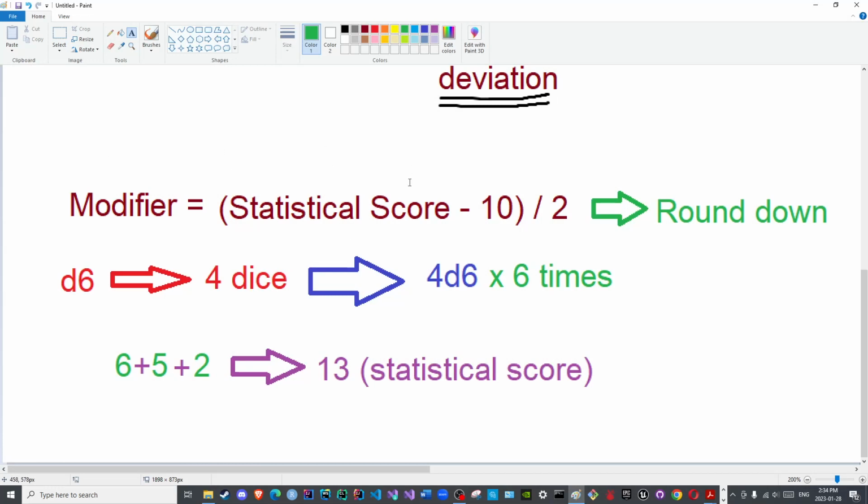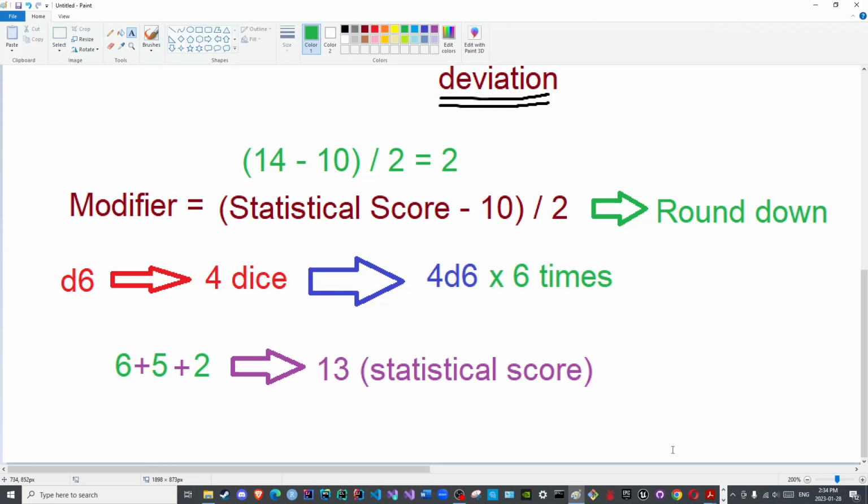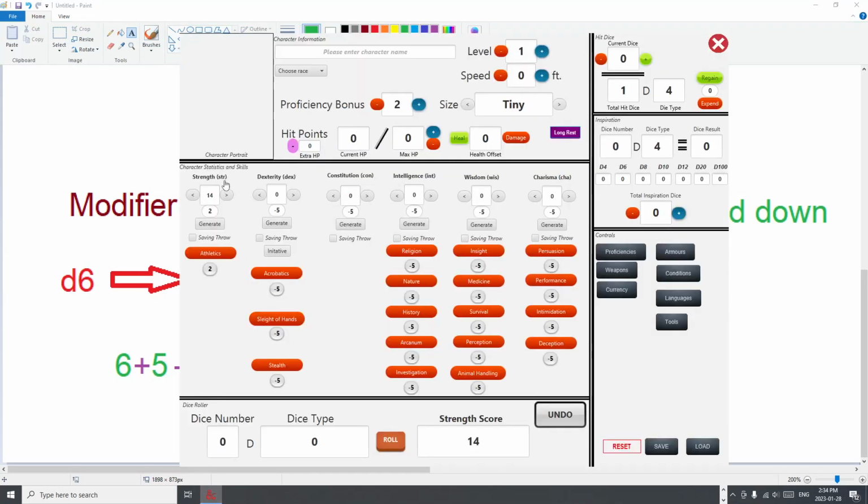So let us use this equation just to confirm. So we have 14 minus 10, all of this divided by 2. So 14 minus 10 is 4. 4 divided by 2 is 2. You will notice that, so let us undo, the modifier is incremented by 1 every 2 increments of the strength score.